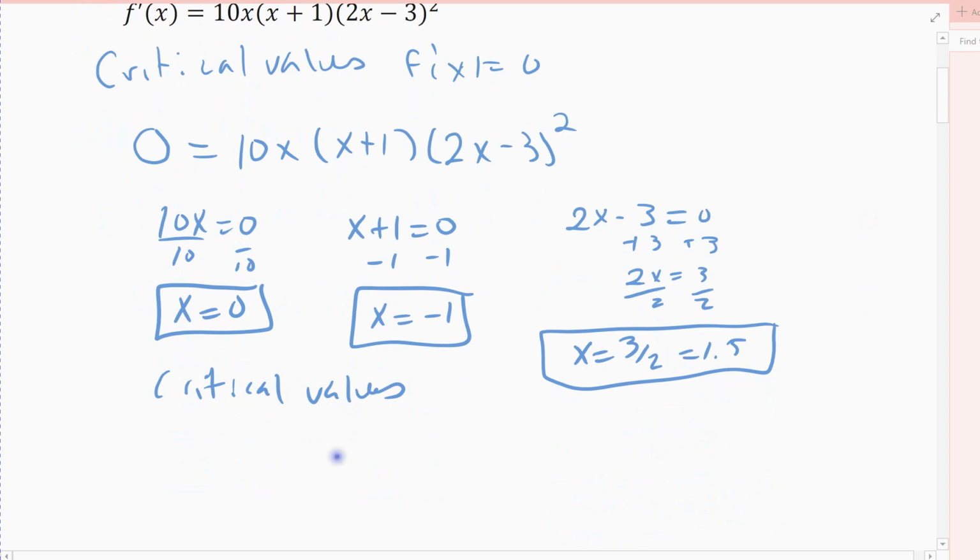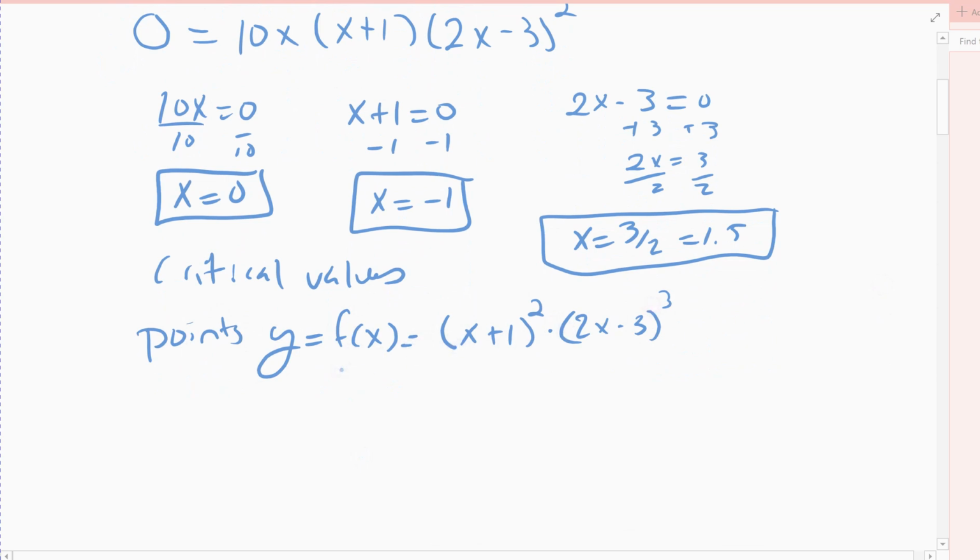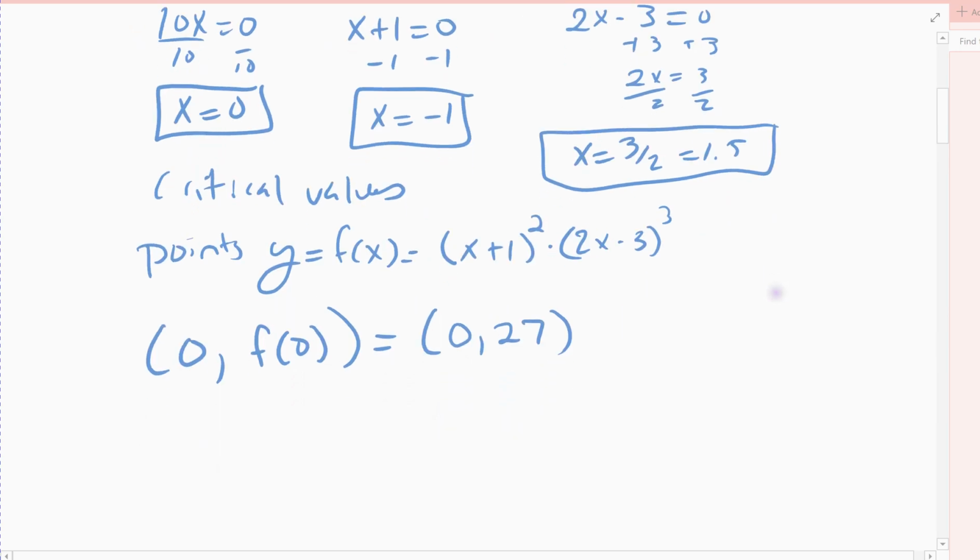Again, I'm not going to graph this. You can graph it on your own. But they're my critical values. So now my critical points, remember, the y value comes from the original function. The original function was (x plus 1) squared times (2x minus 3) cubed. To find my critical points, I take my critical values and plug them back into the original. So when I plug 0 back into the original, I get 27. So there's a critical point.